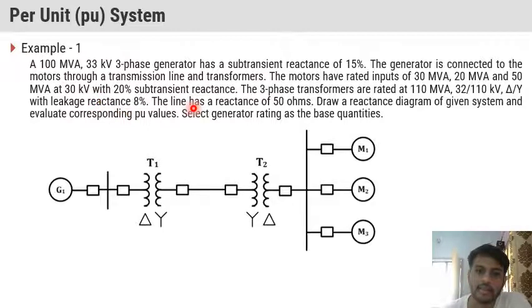The line is a transmission line and has a reactance of 50 ohm. Draw the reactance diagram of the given power system and evaluate the corresponding PU values. Select the generator ratings as the base quantities. Whether it is mentioned or not, you have to choose your base quantities from the ratings given in the statement.